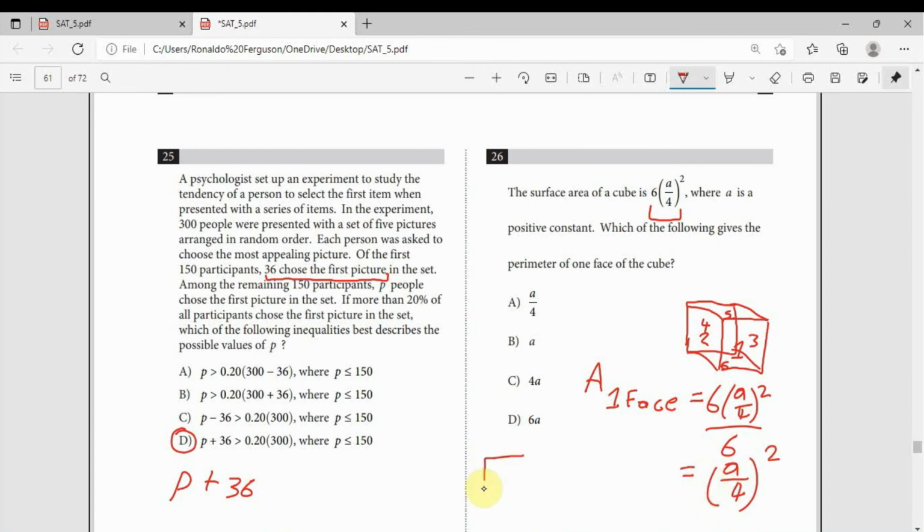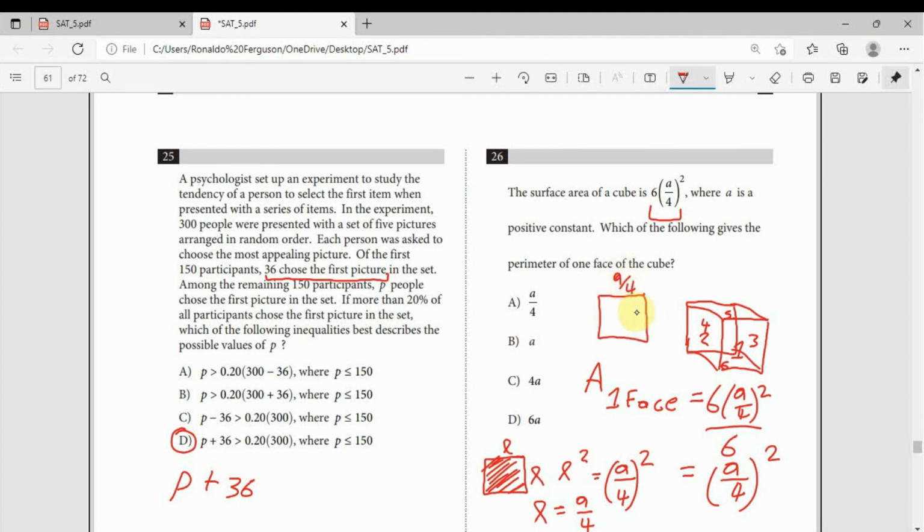Yes, sir. So that gives us the area of one face. So the area of one face is a over 4 square. But the area of a square, because when you take off the dimensions of a cube, you get a square. In that case, we have the length, and area of a square is length square. So we're saying that the length square is a over 4 all square. So if you square root both sides, the length is a over 4. That's the length of one side of this cube.